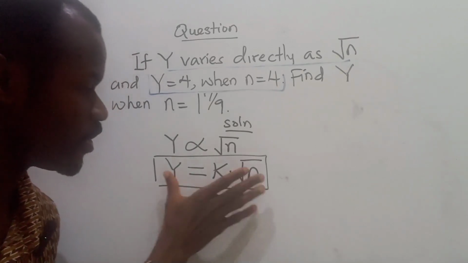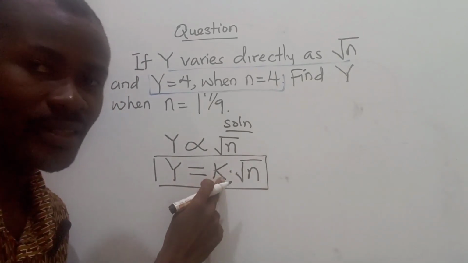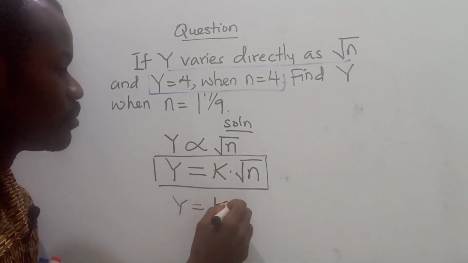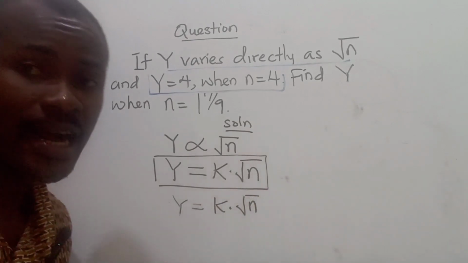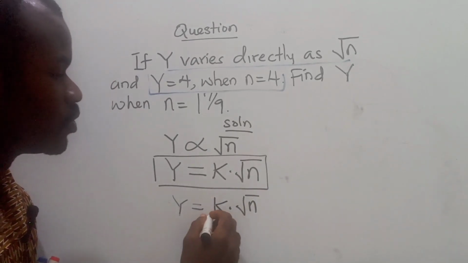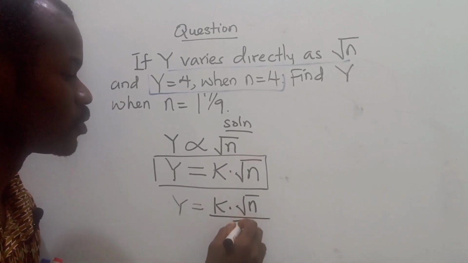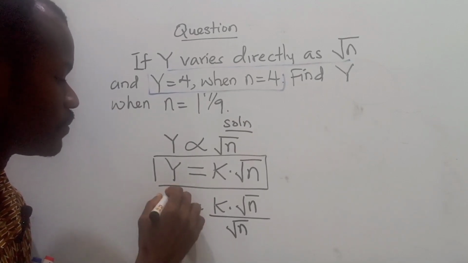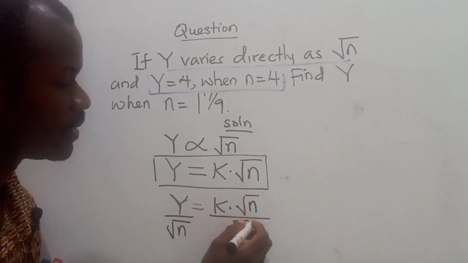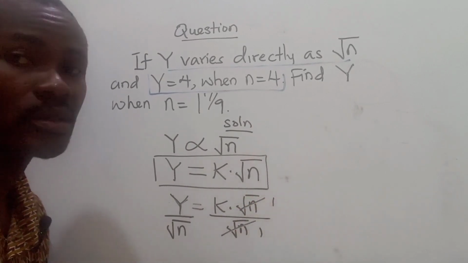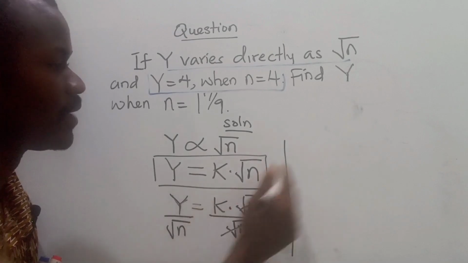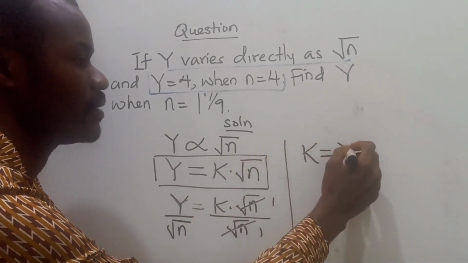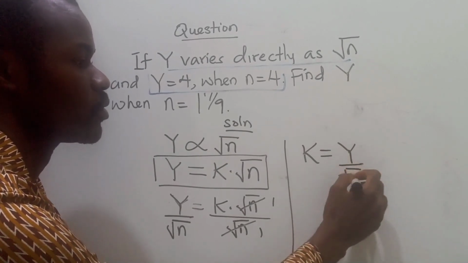Now let's find k here. So I'll make k the subject. I have y is equal to k multiplied by root n. I'm going to divide here by the square root of n, and I'm also going to divide here by the square root of n. So these will cancel out. This is 1, 1. So you can see that we're left with k, which is equal to y divided by the square root of n.